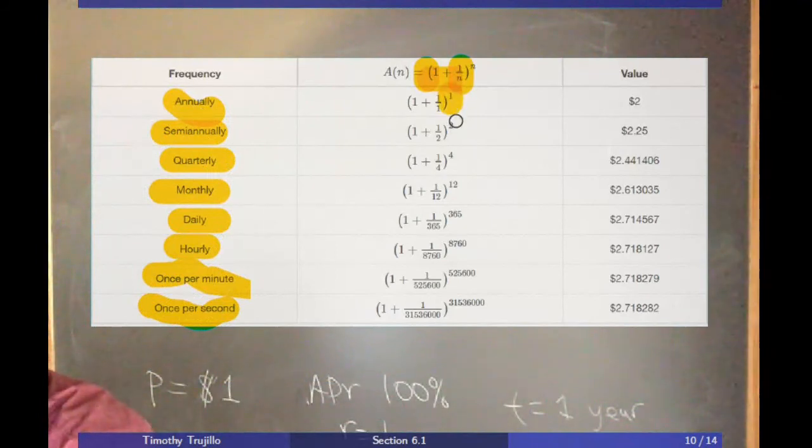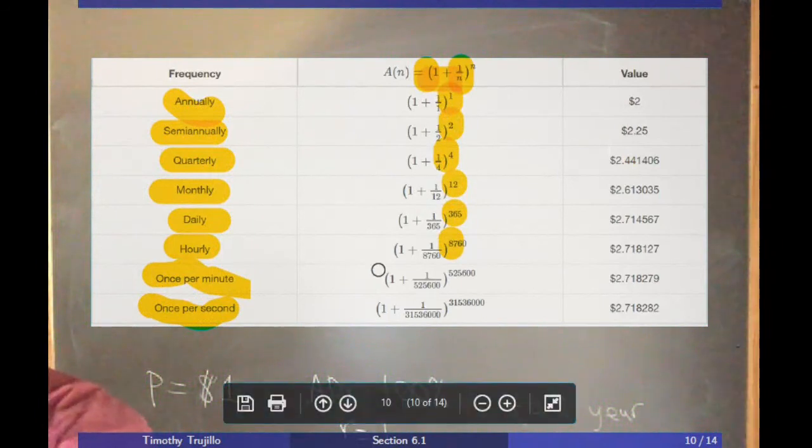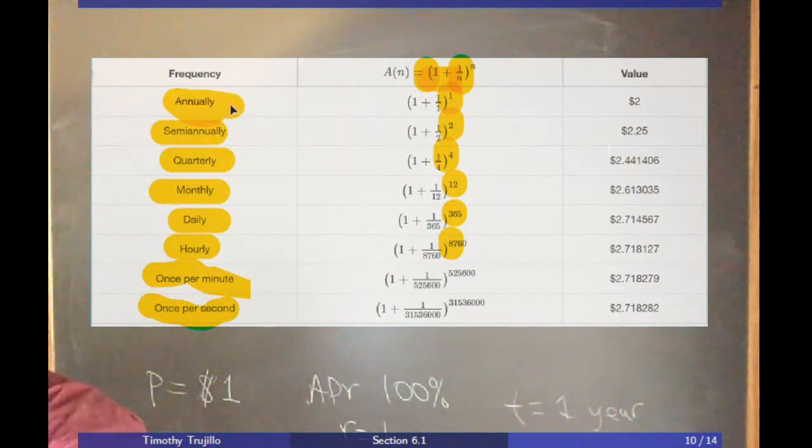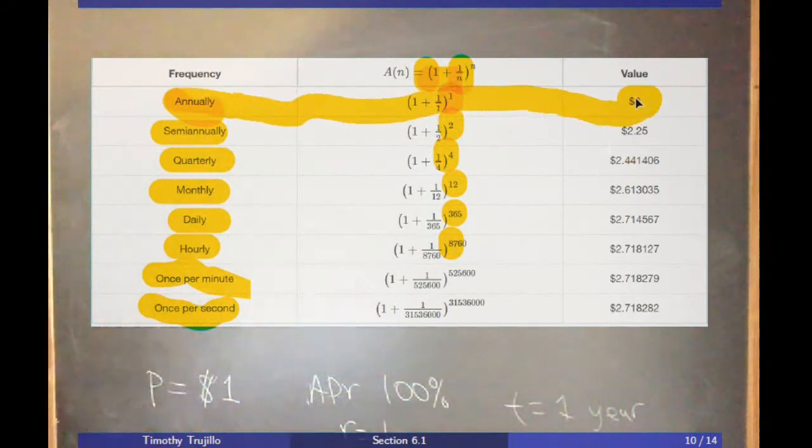So annually means once, semi-annually means twice in a year, quarterly means 4, monthly means 12, daily means 365. You could compound every hour. But remember that the interest that you're charging also decreases, right? You have to divide by that n, because the R value here was the annual percentage rate. Now, like we said at the beginning of class, if you just compounded once, you would have a friend that owed you $2, okay?